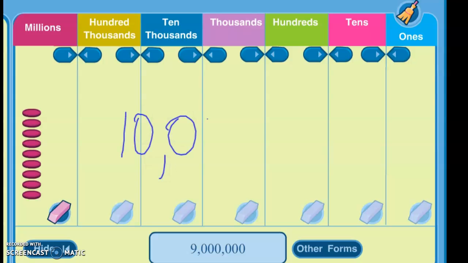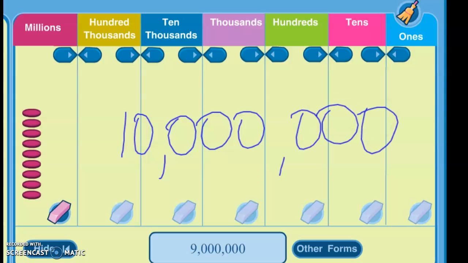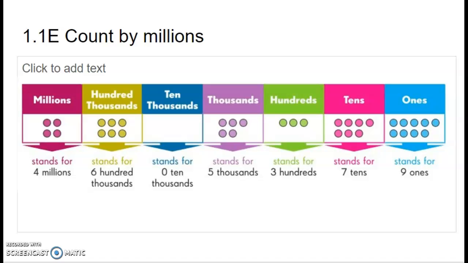So it just looks like 10 million if I were to add another one. Okay? So, and then we could keep going. 11 million, 12 million, 13 million. So, following the same patterns that we use for counting other numbers. All right? So now let's go look at some of the place values.